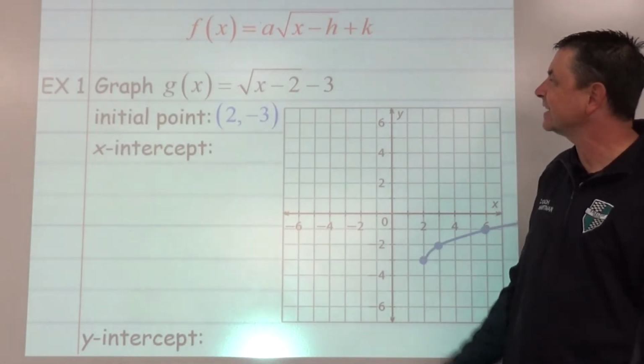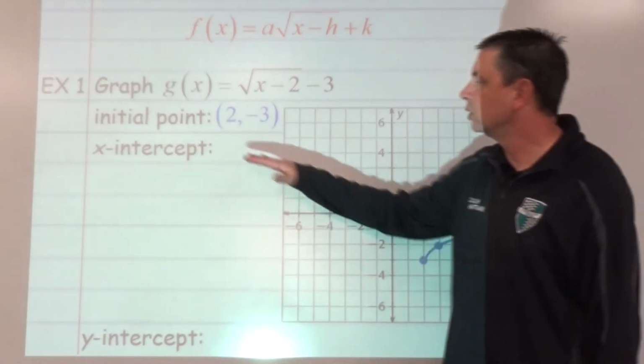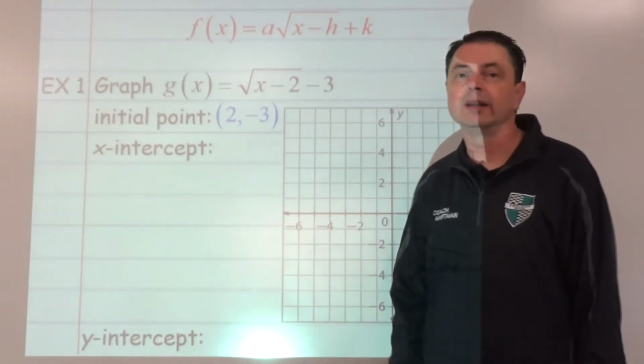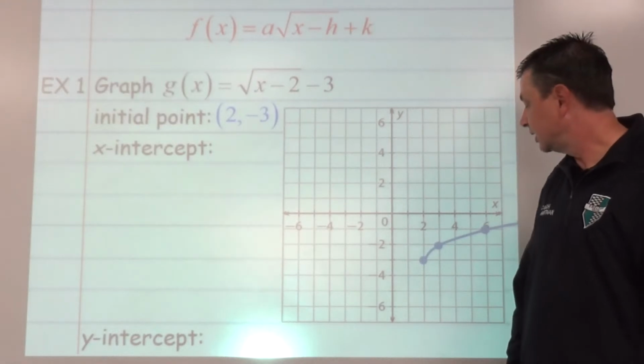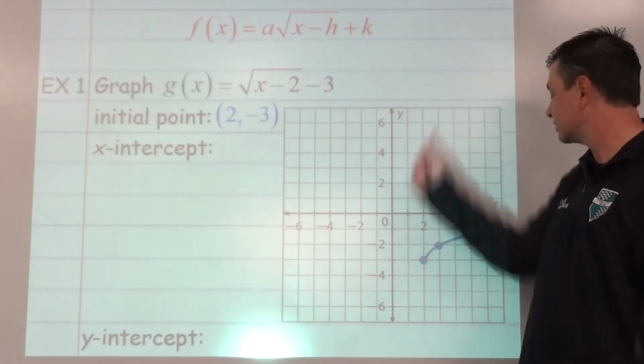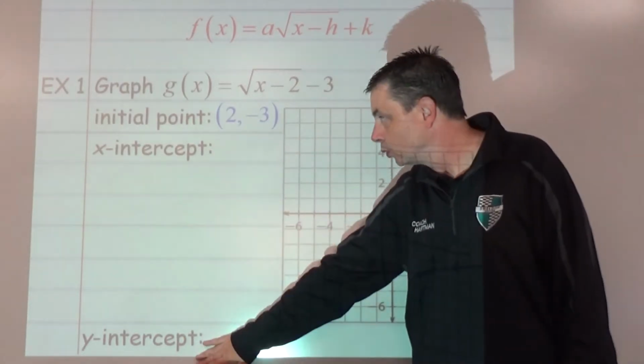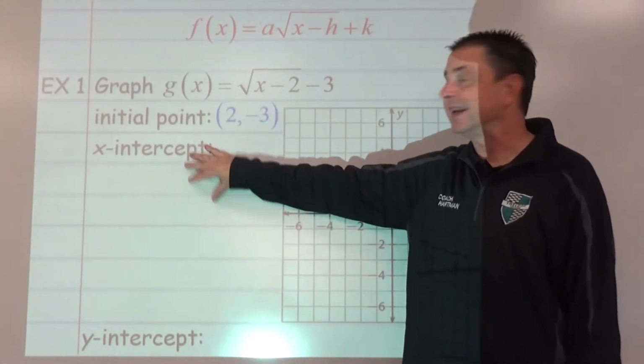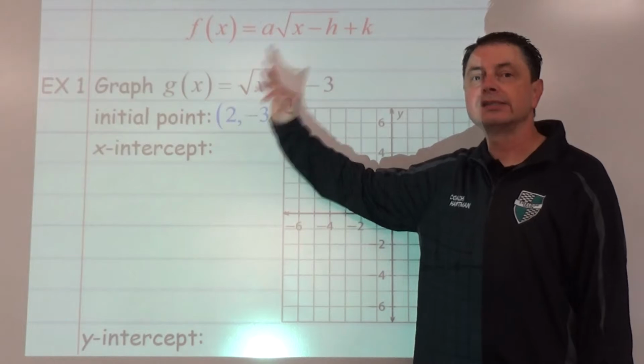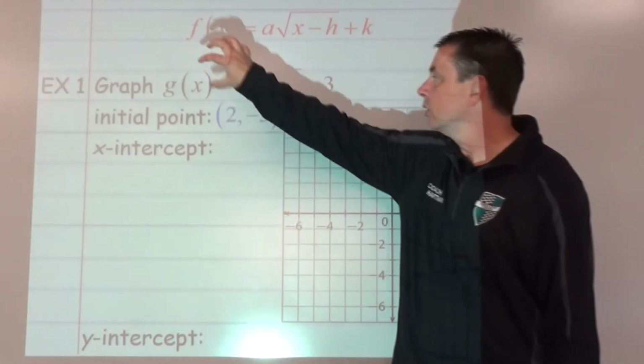All right. Then things that we might be asked about would be the one-sided end behavior. As x approaches infinity, f of x, or g of x, is approaching, going up, that's positive infinity. X-intercept, y-intercept. So to find x-intercepts, set the function equal to 0.